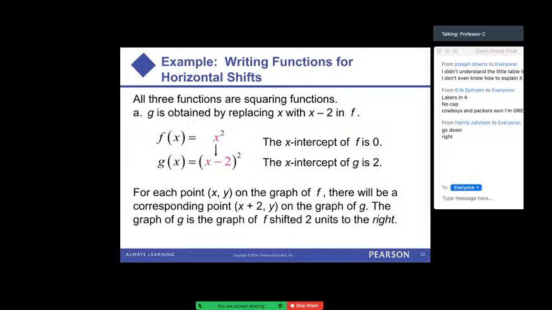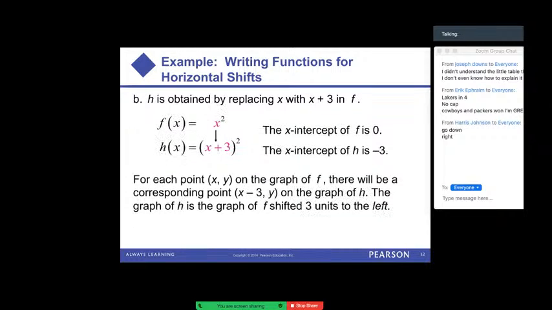So all 3 functions are squaring functions, which are parabolas. Here, the first one, the x-intercept is 0. But when we subtracted the 2 on the inside, the x-intercept was 2, right? So for each x, y on the graph of f, there will be a corresponding x plus 2 on the graph of g. The graph of g is the graph of f shifted 2 units to the right. So the x-intercept here is -3 for this one. Same kind of deal, right? It was the reverse of what we anticipated.